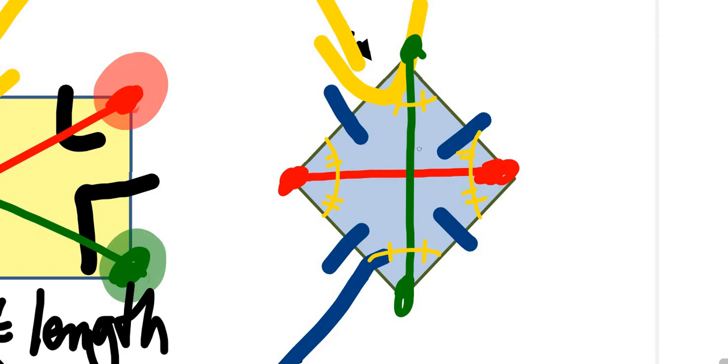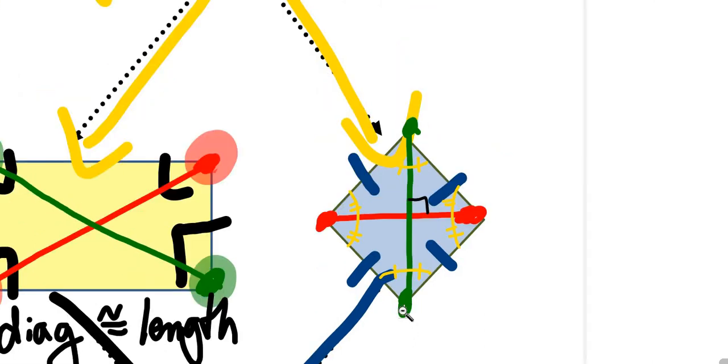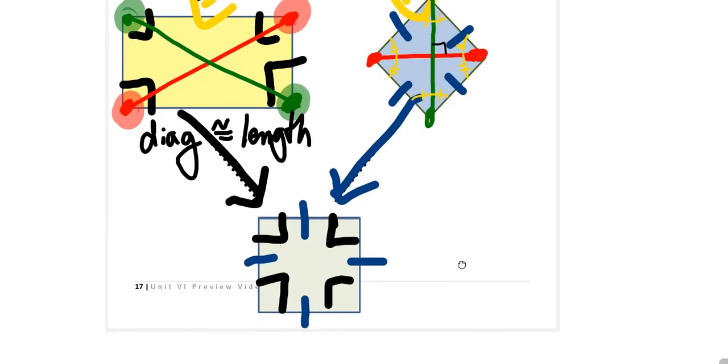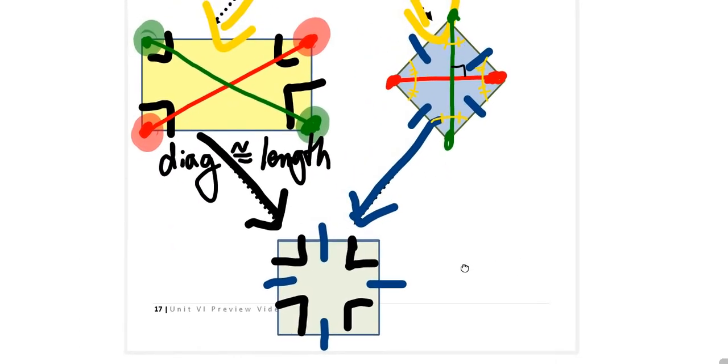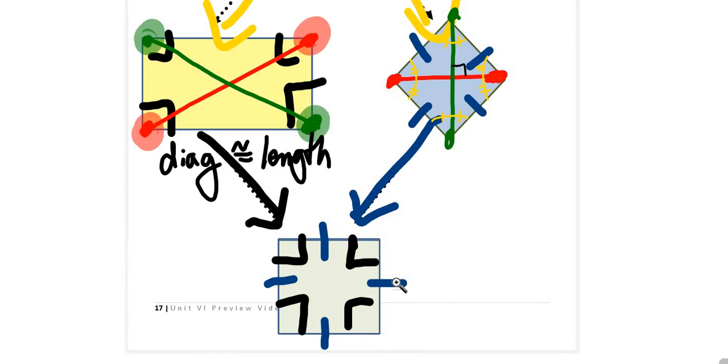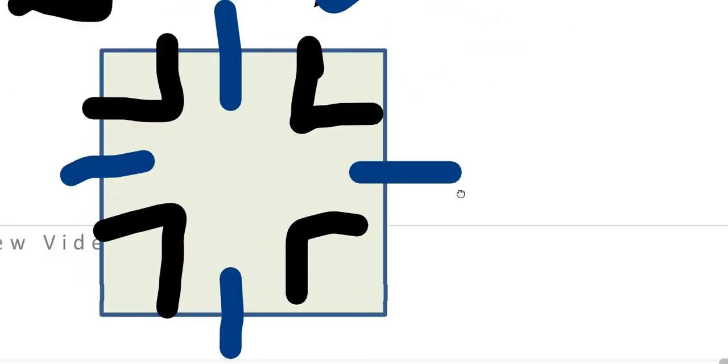And most importantly, you have perpendicular diagonals. Now, those unique qualities of diagonals in both a rectangle and a rhombus all happen in a square.